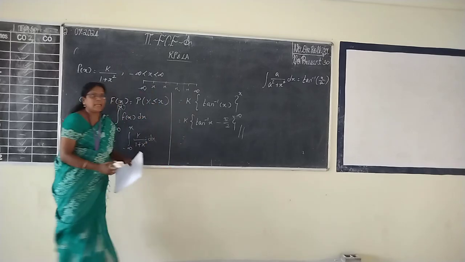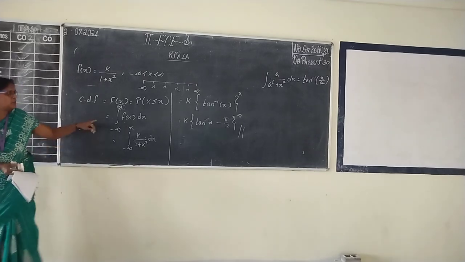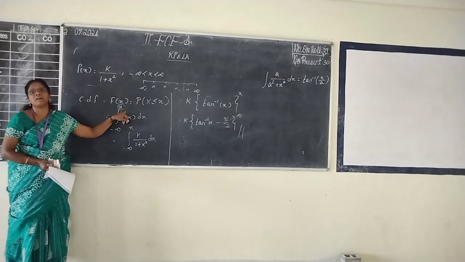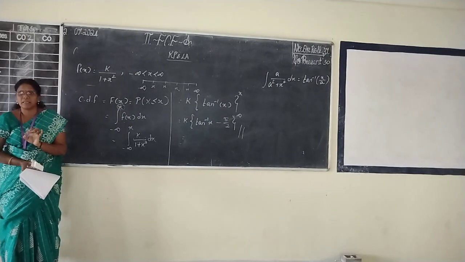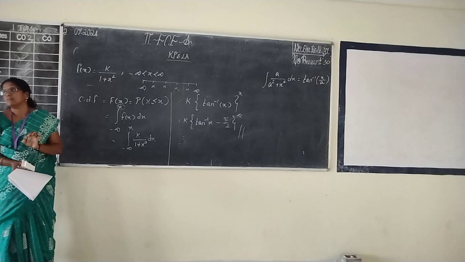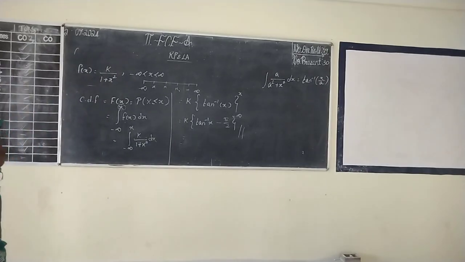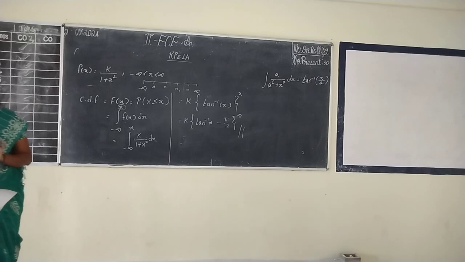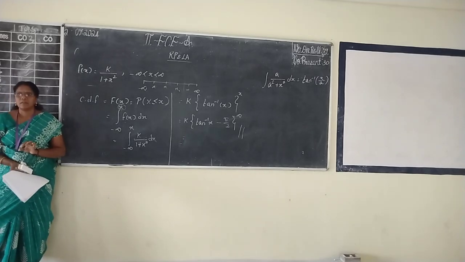In the continuous case, the distribution function will be a function of x itself. It will not be a value. Because when we integrate, we go from minus infinity to x, and we cannot say x is a particular value; it can be any value. So in the continuous case, when we find it, the distribution function will be a function of x itself. Okay, any doubt?